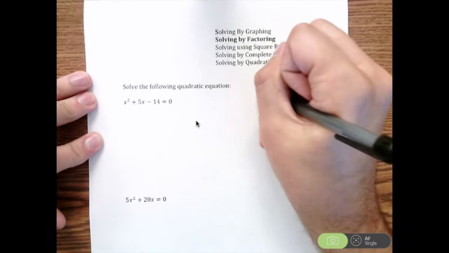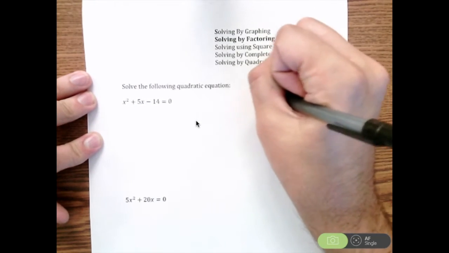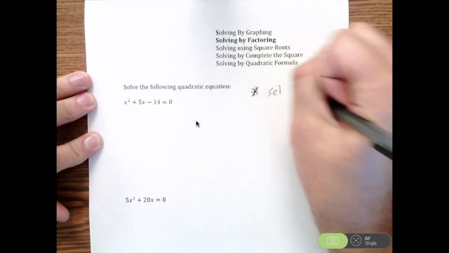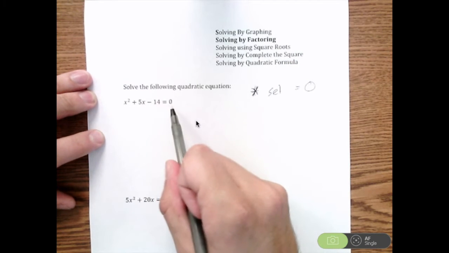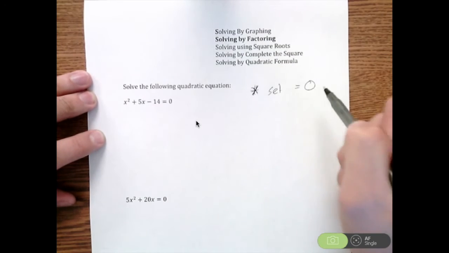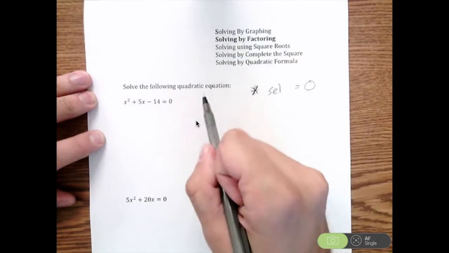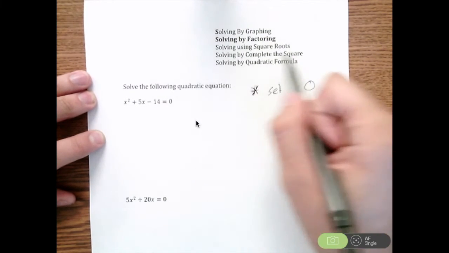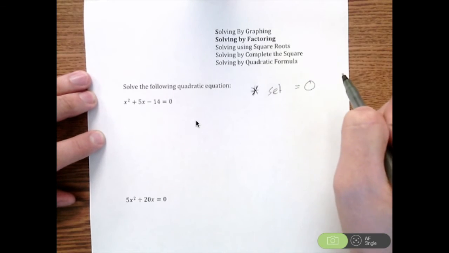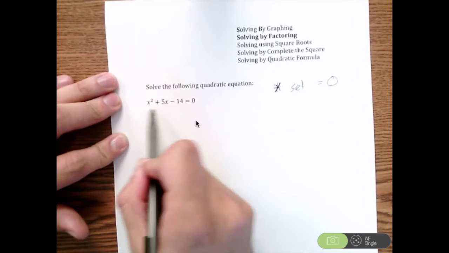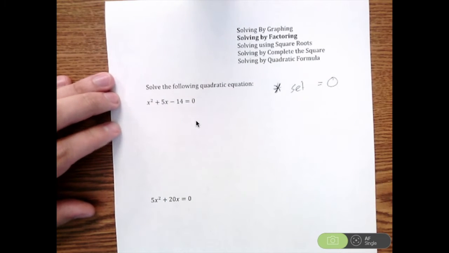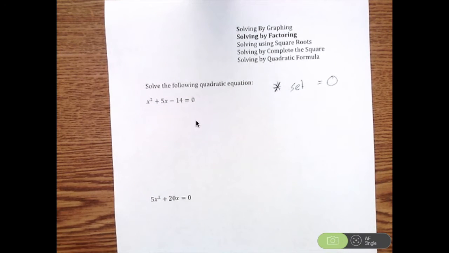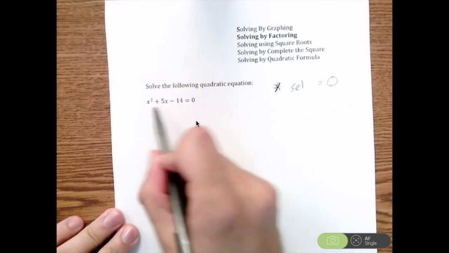The most important thing is you always want this set equal to 0. So we always want 0 on one side of the equal sign. This will become very important in a little bit. Since we're solving by factoring, the name tells you exactly what you're going to do. We're going to try and factor x squared plus 5x minus 14. This one works out pretty nicely because it can be easily factored.